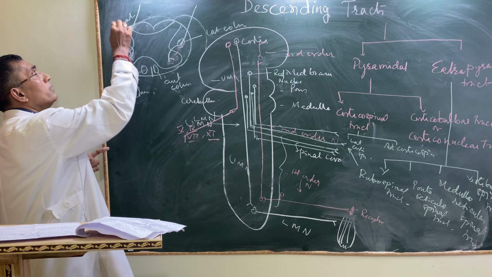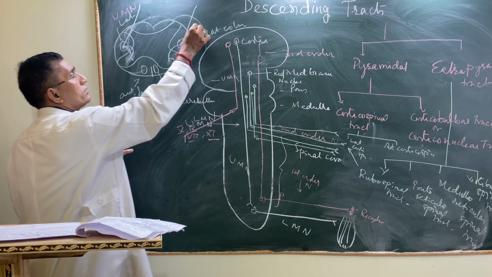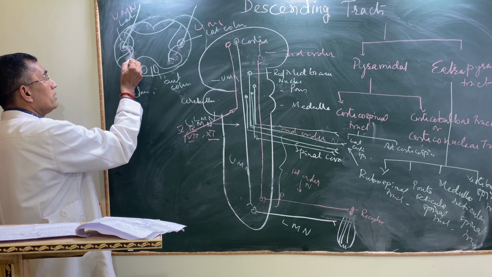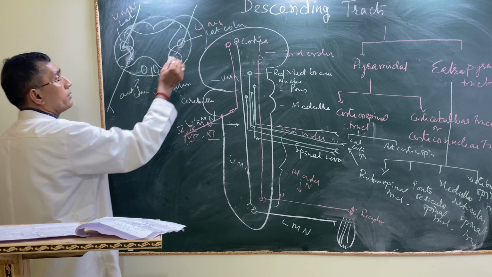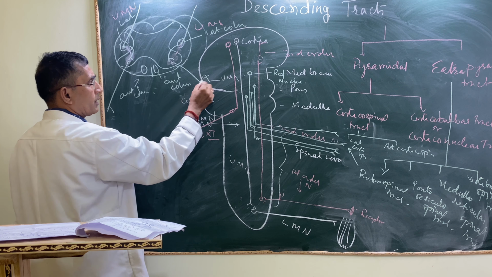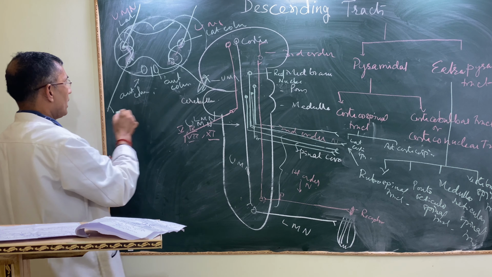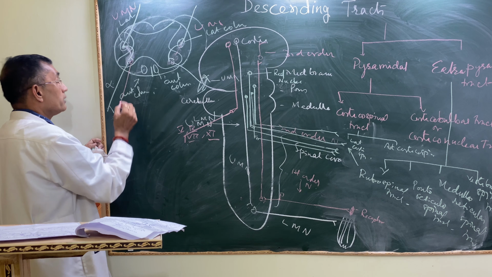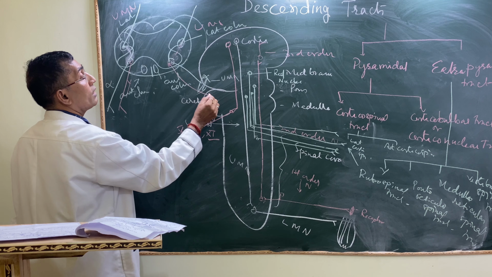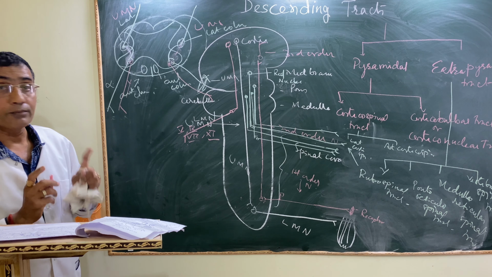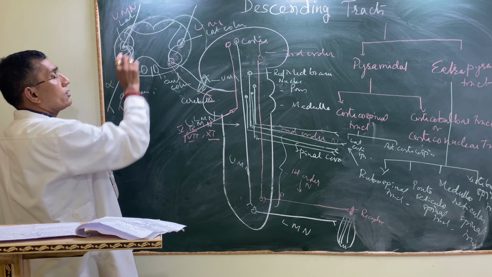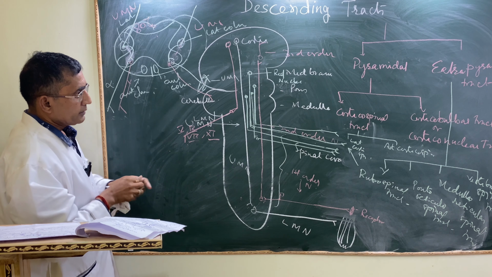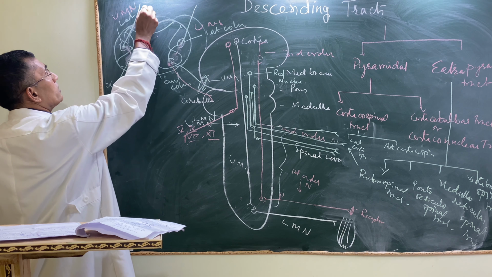This is upper motor neuron, and from here we have the alpha motor neuron controlling the muscles, or it may be gamma motor neuron, controlling the activity of the muscles. So this lateral corticospinal tract is actually 80%.